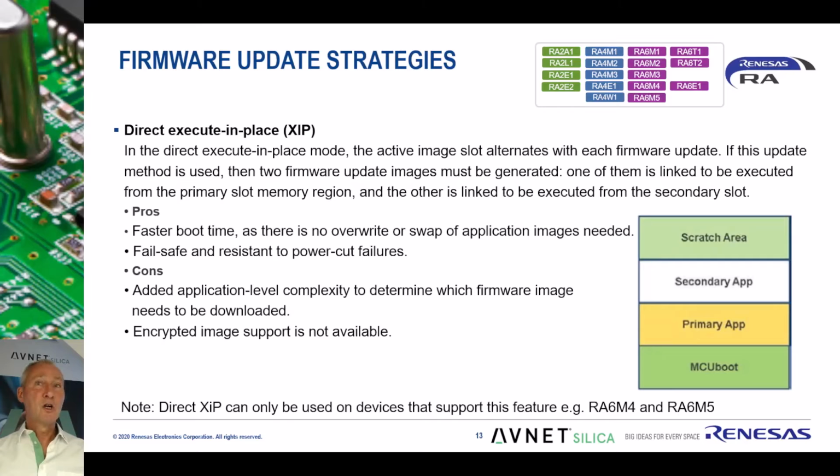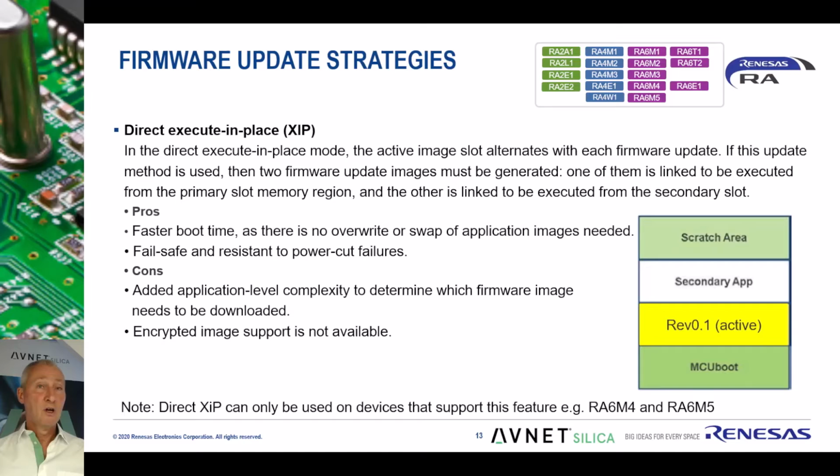Another strategy is direct execute in place, or XIP. In the direct execute in place mode, the active image slot alternates with each firmware update. If this update method is used, then two firmware update images must be generated. One of them is linked to be executed from the primary slot memory region, and the other is linked to be executed from the secondary slot.